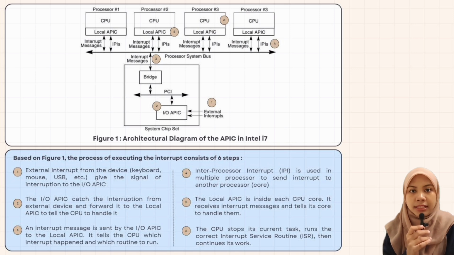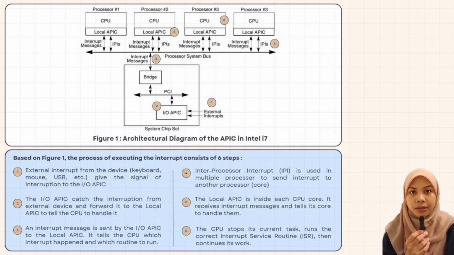And finally, step 6. The CPU core temporarily stops its current task and runs the interrupt service routine, ISR, which is a small program that handles the interrupt. After the ISR is complete, the CPU returns to the task it was doing before. For example, core 1 reads the A key input, processes it so that the letter shows up on screen, and then goes back to running your game or video.